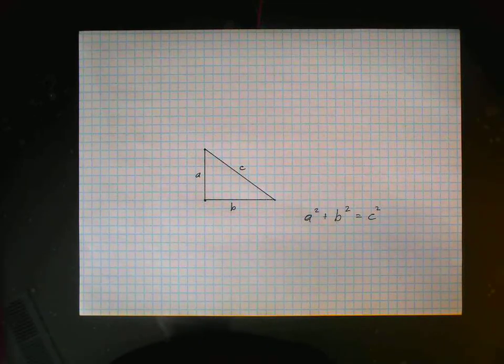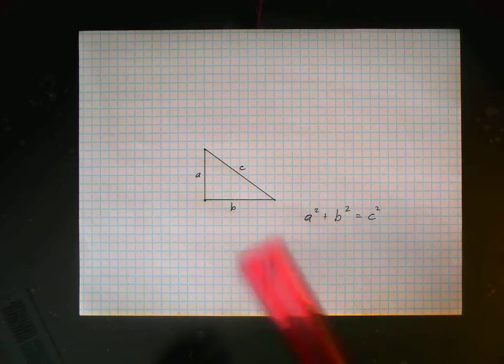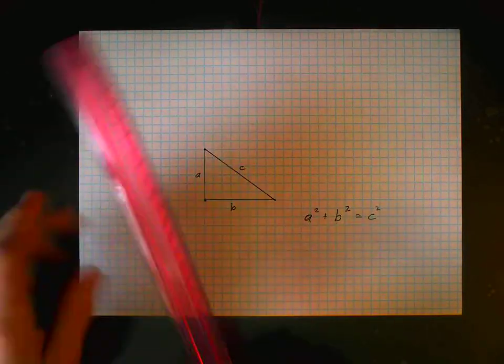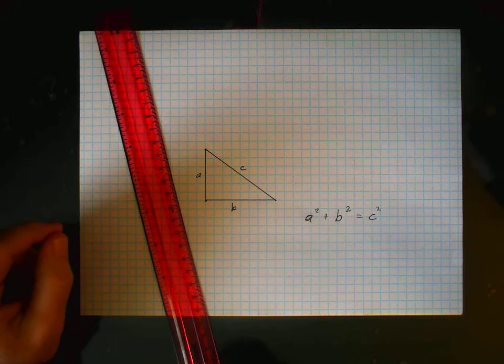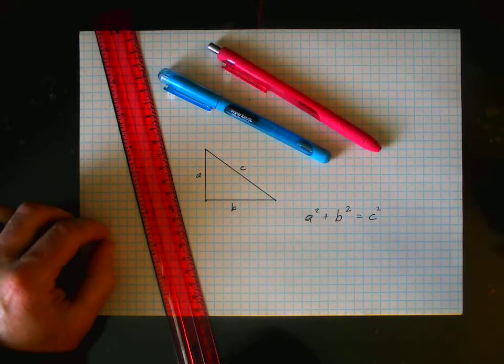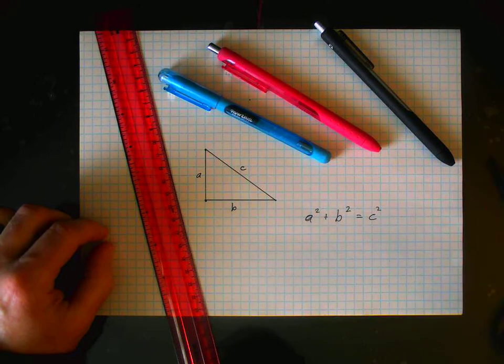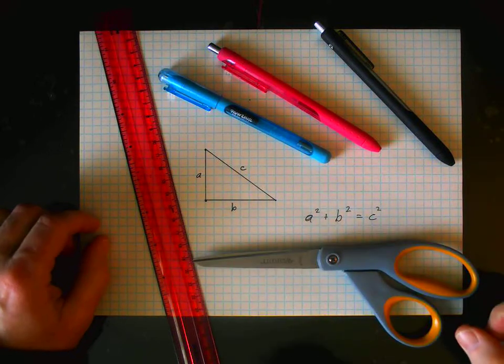Hey everybody, Mr. Qualls. This is an activity that will prove through a couple of pieces of paper and some drawings and comparisons that the Pythagorean theorem is true and will work for any right triangle.